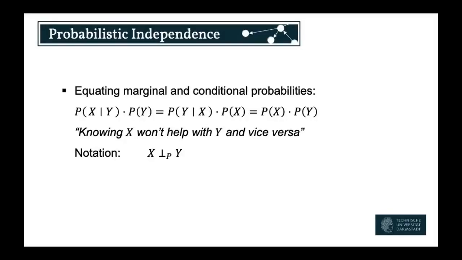So, probabilistic independence, we define it as follows. We are really just equating these two quantities that we have seen earlier. So if we have p(x|y) times p(y), which is just the joint p(x,y), and decompose it the other way around, if all of that is just equal to the product of the factors, just multiplying the marginals, then this is what we call independence, right? The typical notation we are going to use is this perpendicular symbol with the P denoting independence in distribution. The intuition here is really that knowing x, or knowing y for that matter, won't help you with y or x respectively.